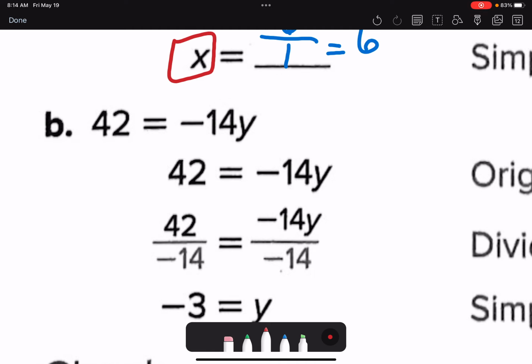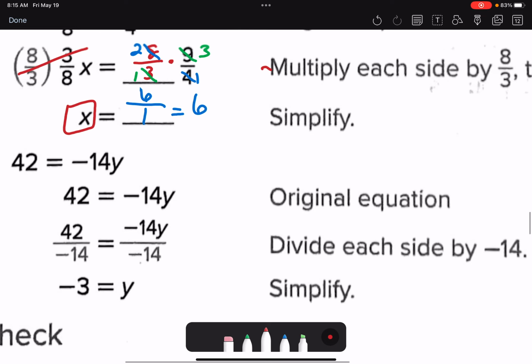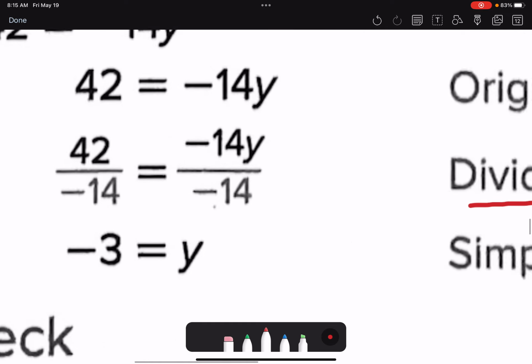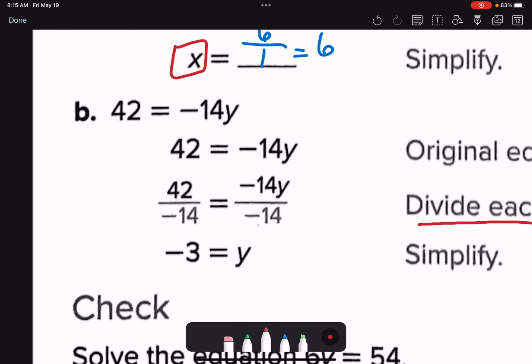And then what you do on the left, that's what you do on the right. And that's what's happening in these steps. Remember, when you're going back, you want to make sure you read the steps. So it's saying here, divide each side by the opposite one, which is negative 14. And then 42 divided by negative 14 is negative 3. And then, of course, you could check your answer, plug it back in. Negative 14 times negative 3 is, in fact, positive 42.